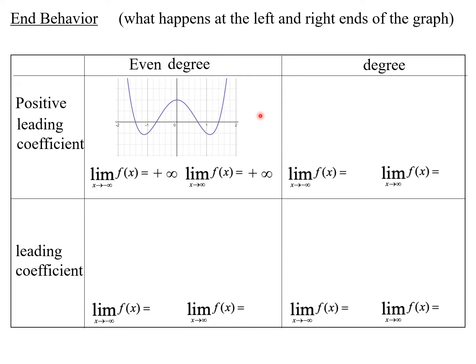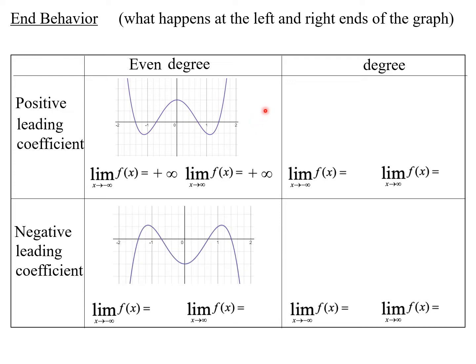What if we had a negative leading coefficient? Then the shape, if you think about negative being a reflection across the x-axis, as we found in our transformation section, the graph is going to look something like this. So now as x approaches negative infinity, the function also approaches negative infinity, and as x approaches positive infinity, once again, the limit is negative infinity. It just keeps going down forever.